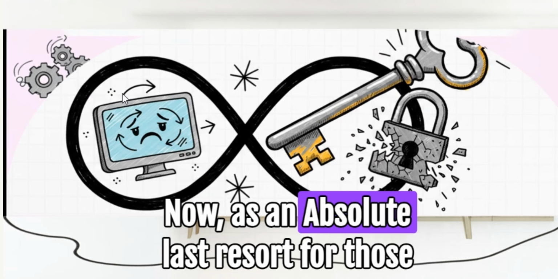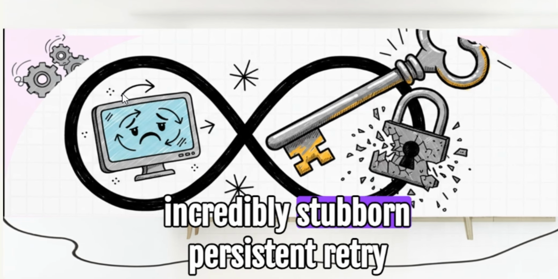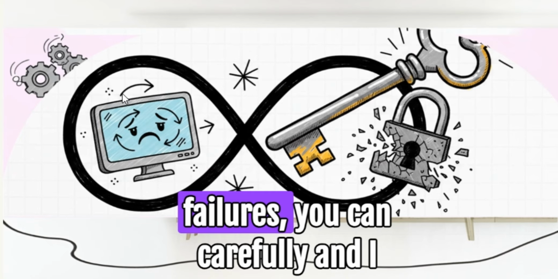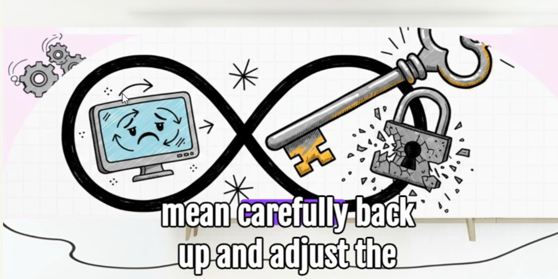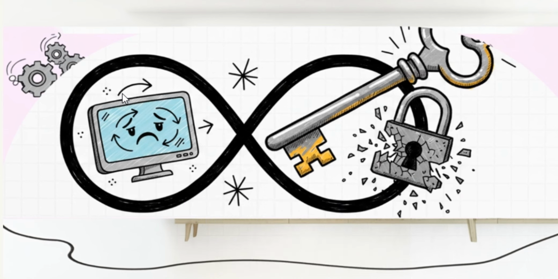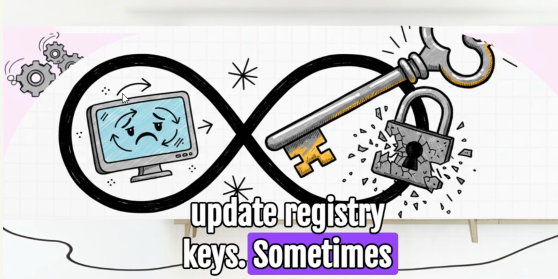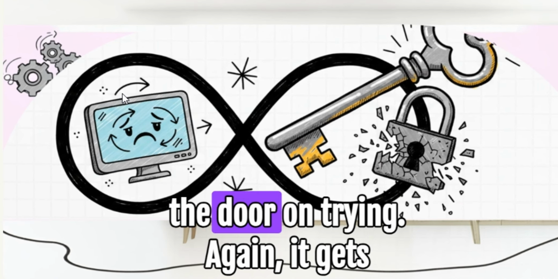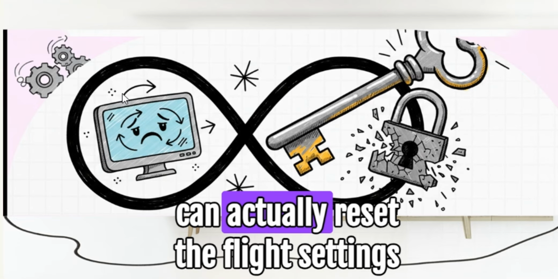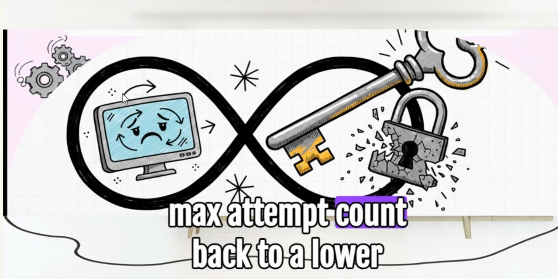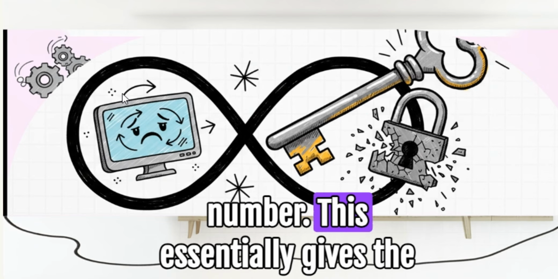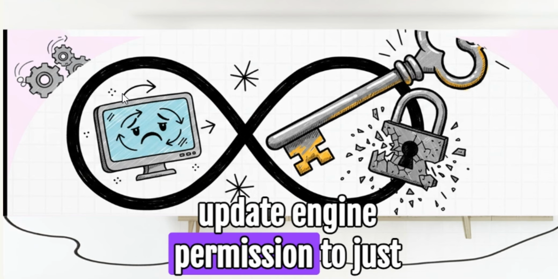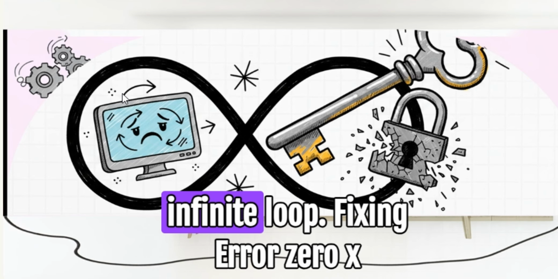Now, as an absolute last resort for those incredibly stubborn, persistent retry failures, you can carefully, and I mean carefully, back up and adjust the update registry keys. Sometimes Windows logs way too many failed attempts and just permanently locks the door on trying again. It gets trapped in a loop. By navigating to the Windows Update UX settings in the registry editor, you can actually reset the flight settings max attempt count back to a lower number. This essentially gives the update engine permission to just try one more time. It breaks the infinite loop.